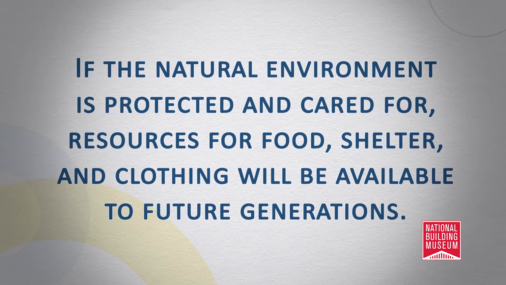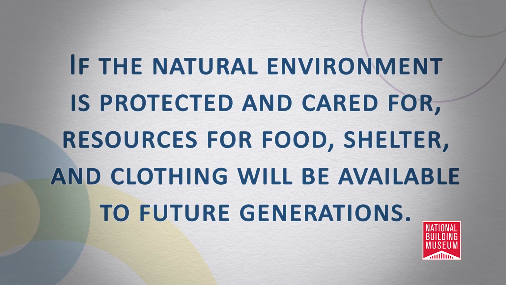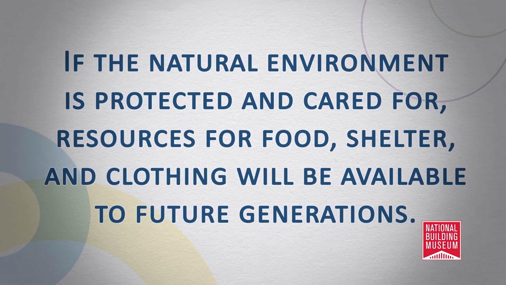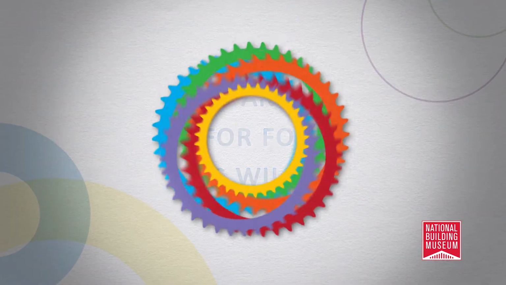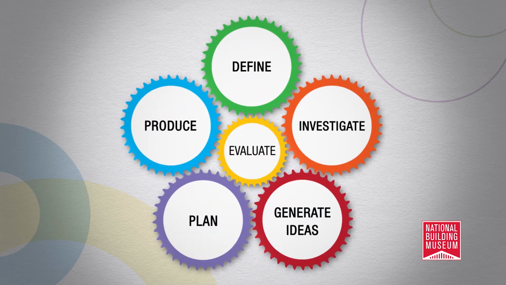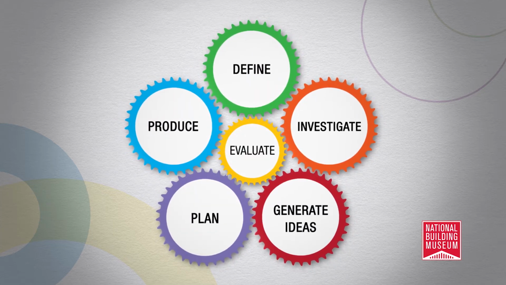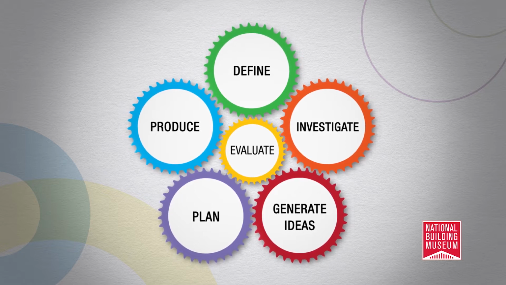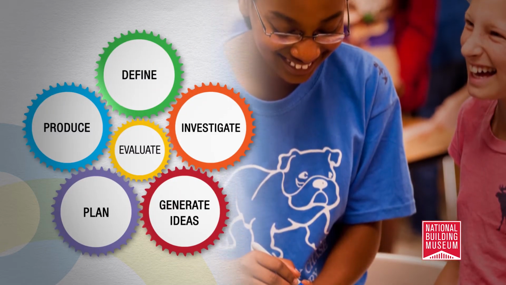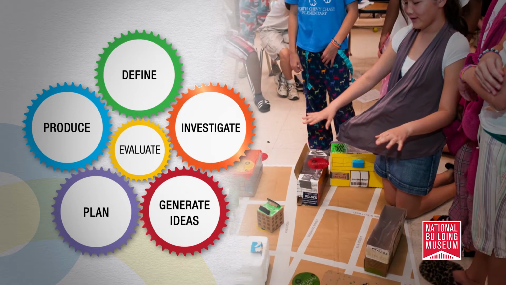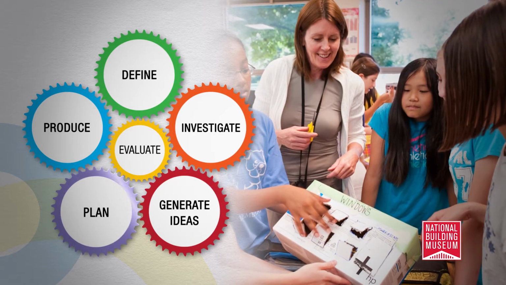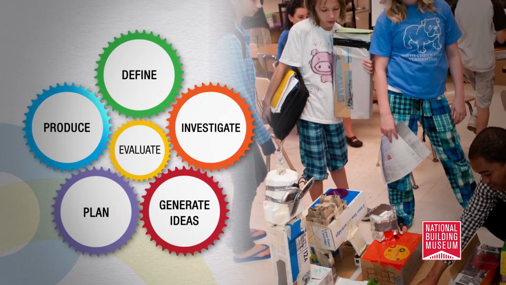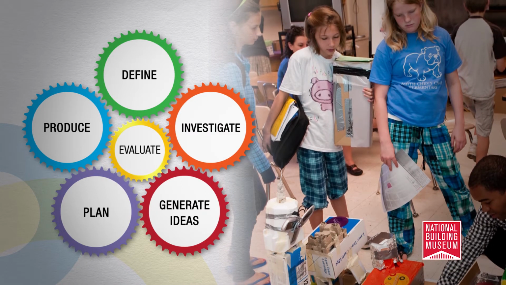So what is green? Being green is an idea that if the natural environment is protected and cared for, resources for food, shelter, and clothing will be available to future generations. To make this idea real to your students, we use the design process as an educational framework. They will learn by doing. Your students will work together to define a problem, investigate solutions to that problem, generate new ideas, plan to build a suitable design, produce new content, and at each step, evaluate the outcome.